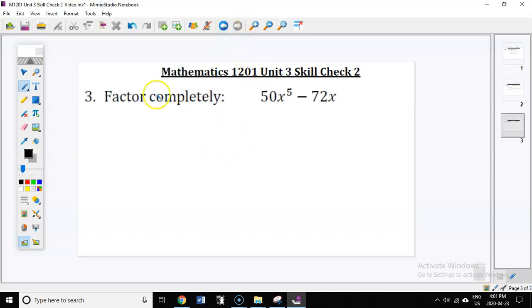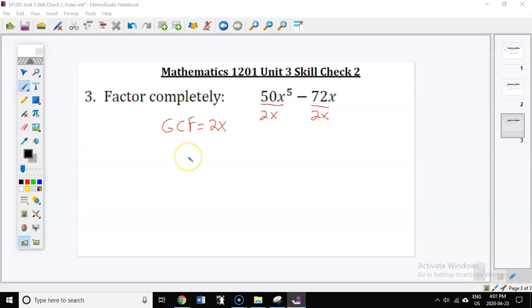Third one combines both of those. It just said factor completely. So that leaves it up to you to determine, is there a GCF, is there difference of squares, or is it both? So it's subtraction, but they're not perfect squares, unless we have a GCF that makes them perfect squares. So if you look at both of these numbers, they have a GCF of 2. 2 goes into 50 and 72. And there's an x in both of them, and we can factor out a 2x. So that means both of them get divided by 2x.